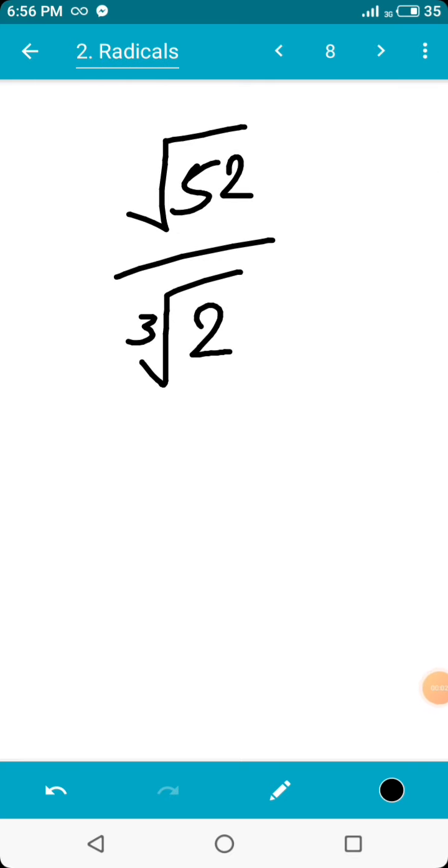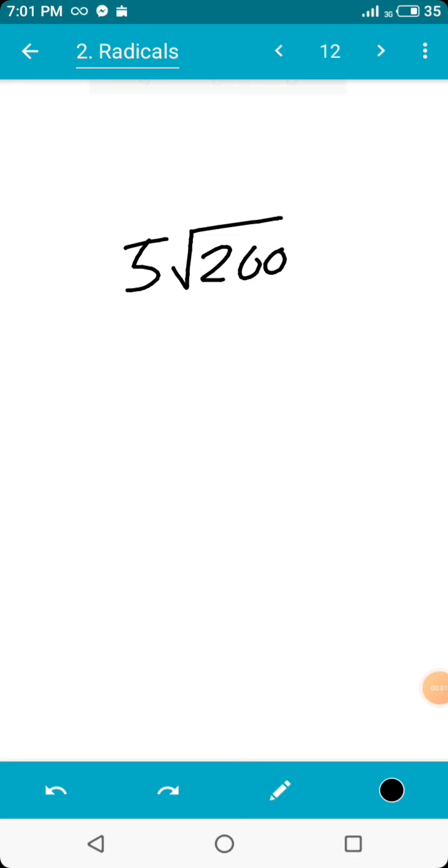Alright, can we divide square root of 52 and cube root of 2? No, okay? Because this is a square root and this is a cube root. So, we cannot divide radicals na magkaiba yung root nila. Alright? So, as is lang yan.